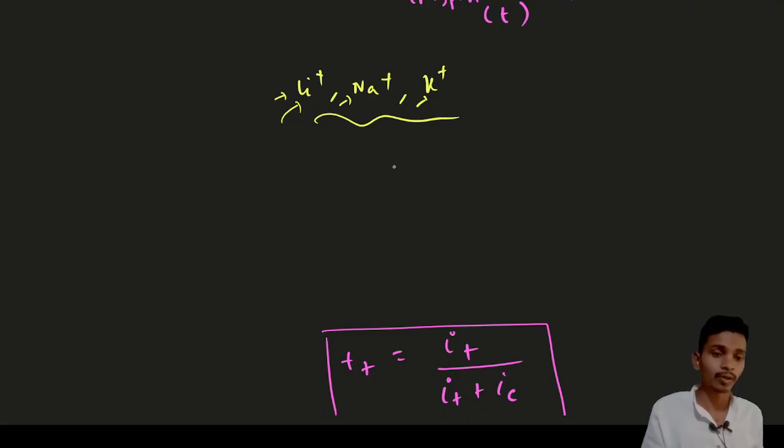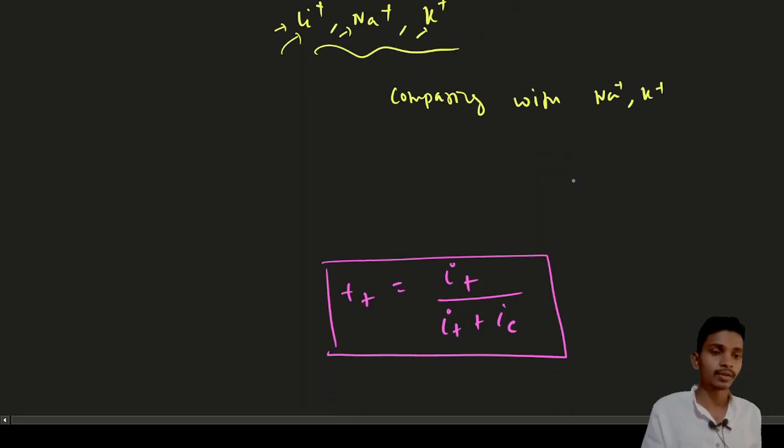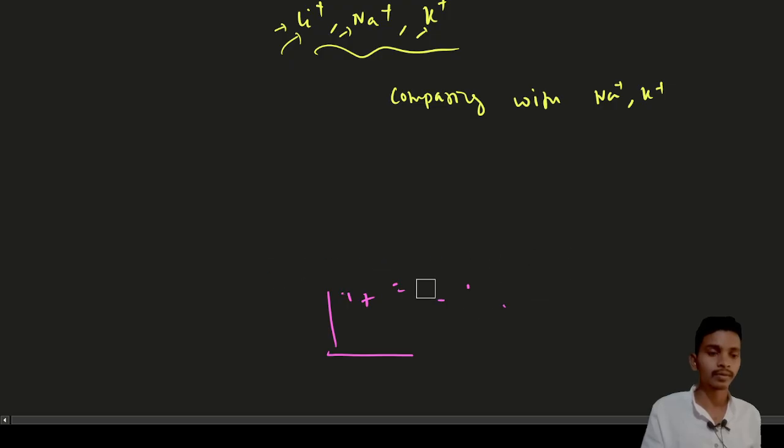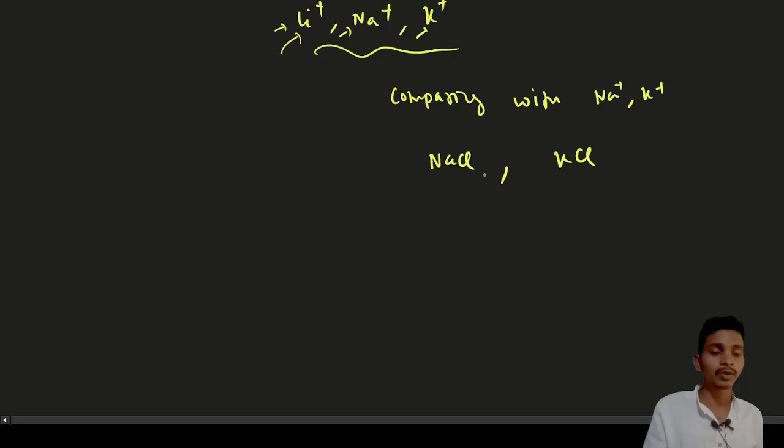Let's say I'm comparing with Na+ and K+. So in the solutions, let's say we have NaCl as one electrolyte and KCl as the other electrolyte. So whose transport number is high? Is the transport number of Na high or the transport number of K high?